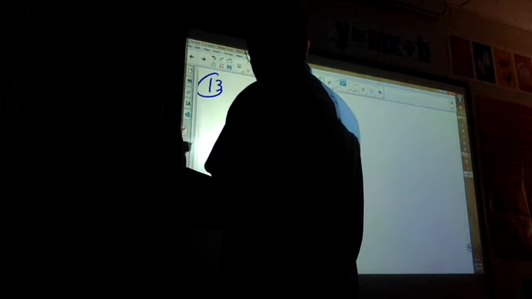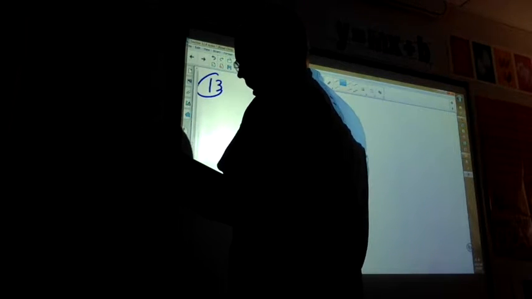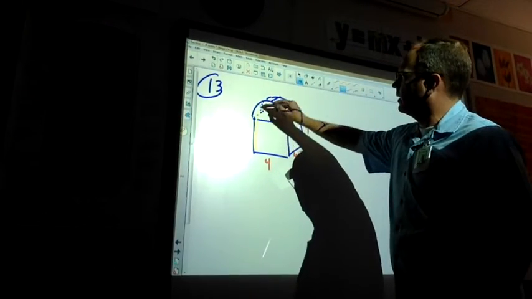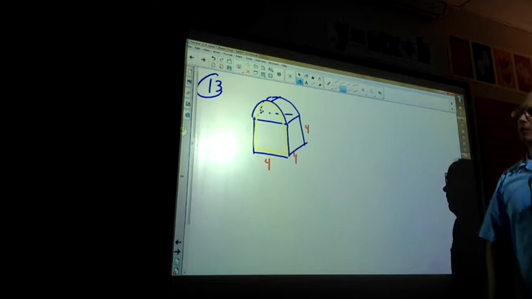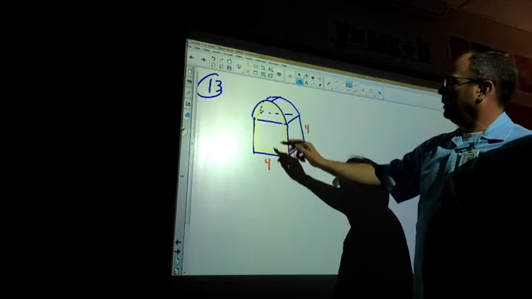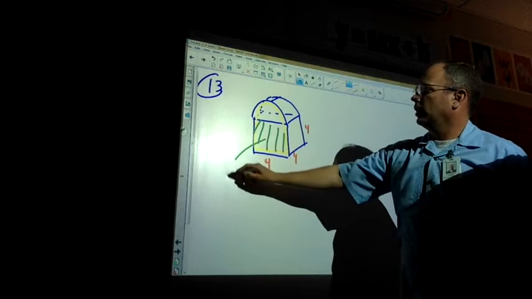Alright. So this is 4. This is 4. This is 4. So we just want to find the volume. Okay, so this part right here, that yellow curved part, is going to be one of the bases. Remember, the bases have to be parallel to each other. So this square has an area of 16.